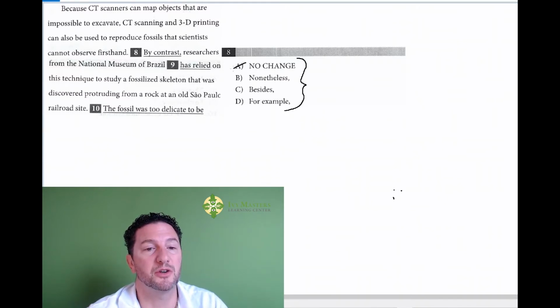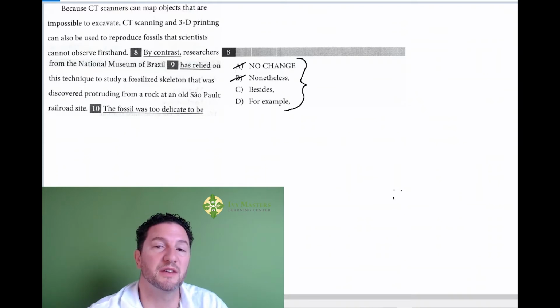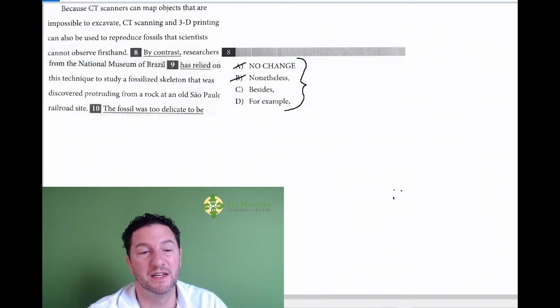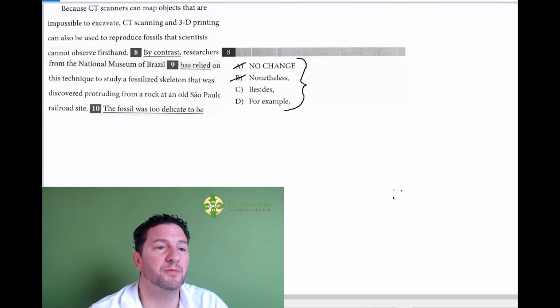By contrast shows difference, nonetheless shows difference. Nonetheless, another way to say that, yet. And then you'd have to say, besides or for example. Well, what comes after is an example of what comes before.